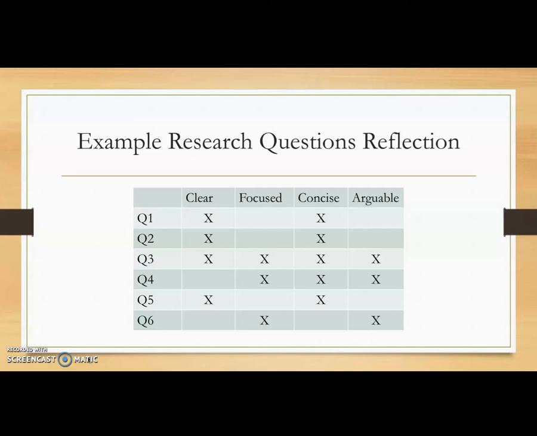Question 5 was, why do some communities perish from preventable deaths? This question is not focused and has too broad a scope, so we don't know what communities are being analyzed. Therefore, this is a question that cannot be argued, since the research question is not focused enough. Lastly, we have question number 6.